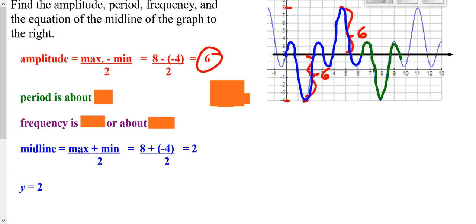So the period would be how far you go on the blue or how far you go on the green. So I would say it starts at 0, goes just beyond 6, so I'd say it's around like 6.2. Frequency is always just the reciprocal of your period, so it'd be 1 over that, which is approximately 0.16.